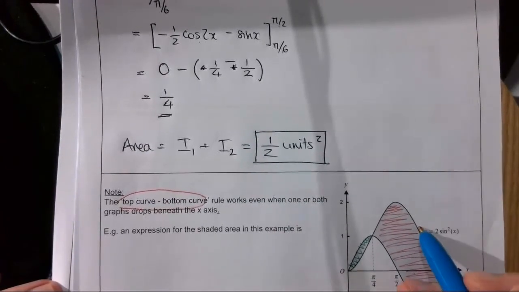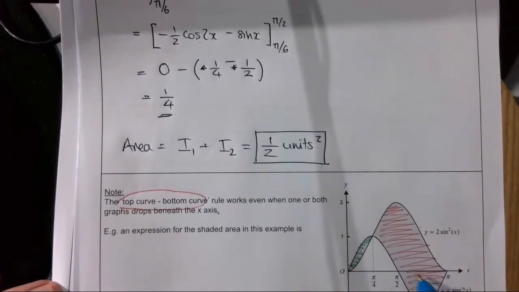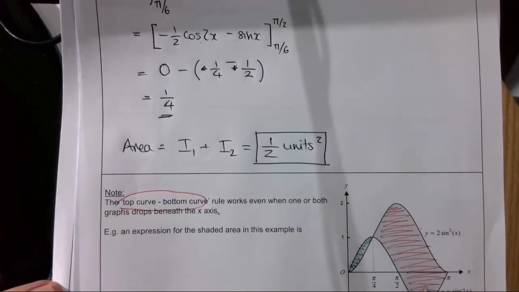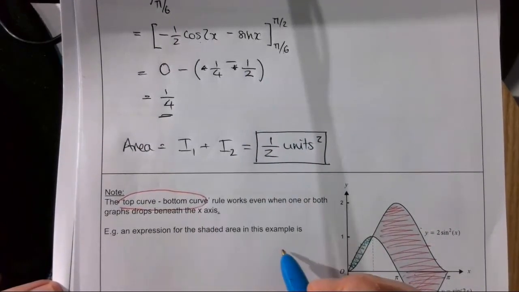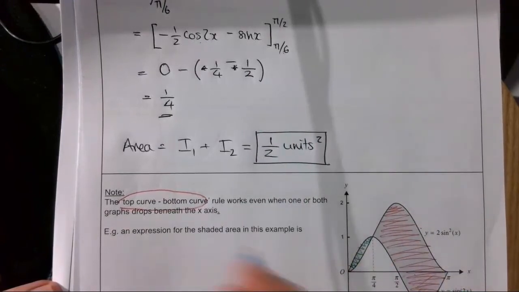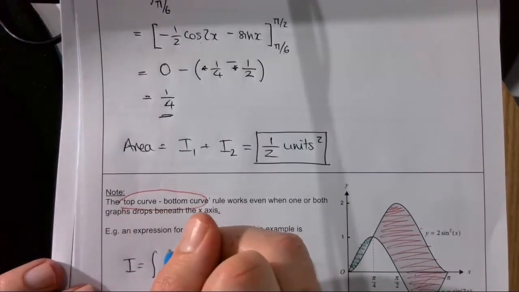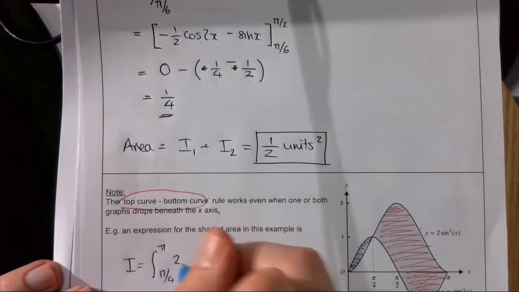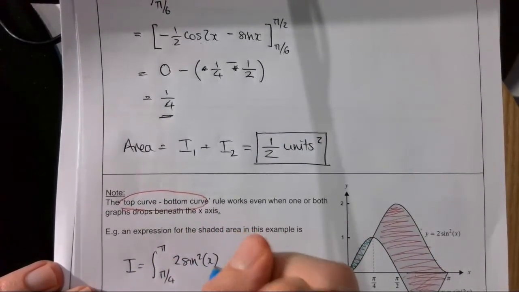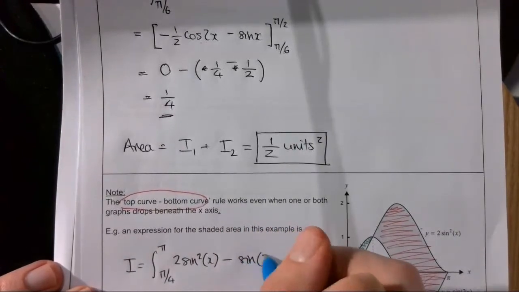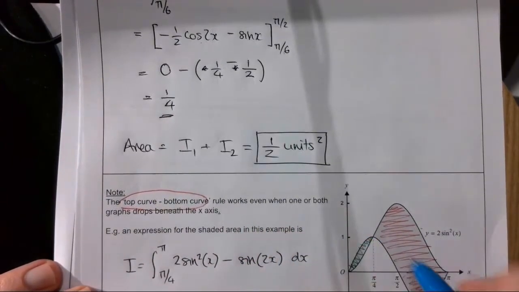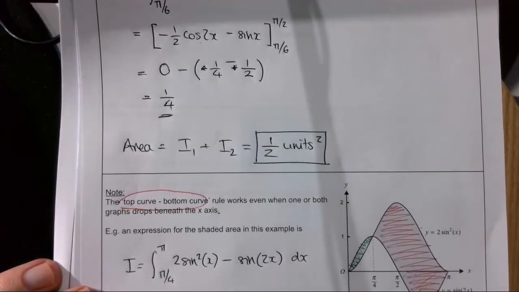So for example, if you're doing the top curve take away the bottom curve here, because it's negative, the subtraction cancels out, and actually you end up adding this curve on. So an example for the shaded region, the bit in red here, is just really simply the integral between pi over 4 and pi of the top, 2 sin squared x, take away the bottom curve, sin of 2x dx. And there's nothing more complicated to it than that.